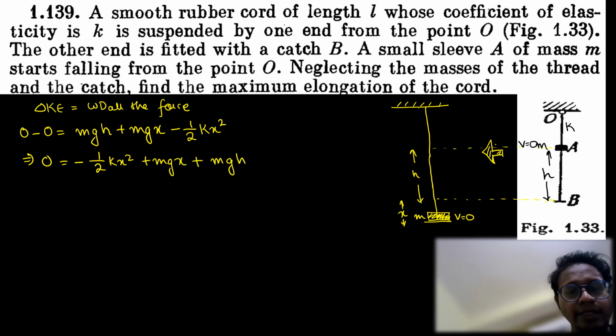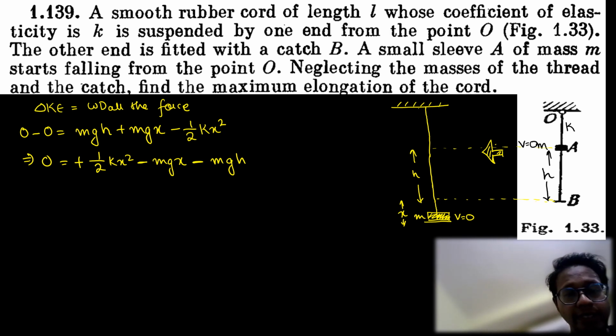mgh. Let's multiply the entire left hand side by -1, right hand side by -1. So if you do that, the signs out here will change. We can obviously do that in mathematics, no? So out here this minus would become plus, this plus would become minus, and this plus would become minus out here.